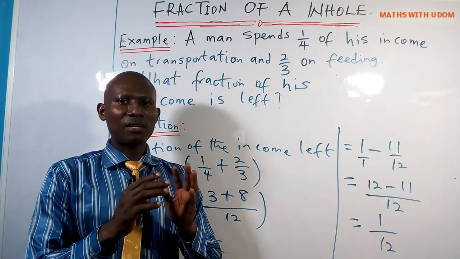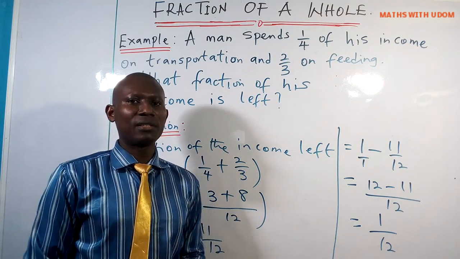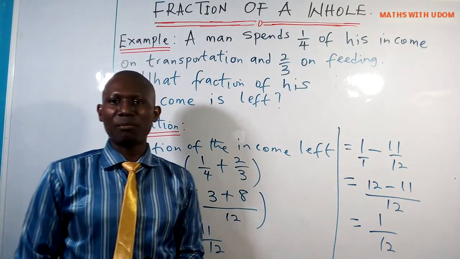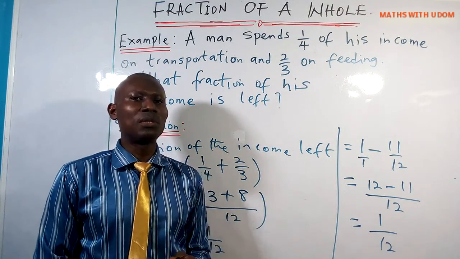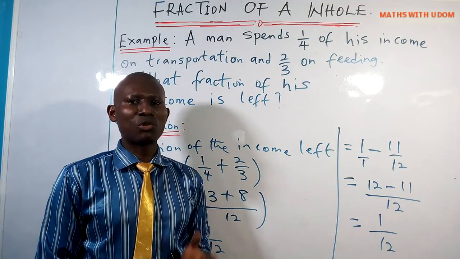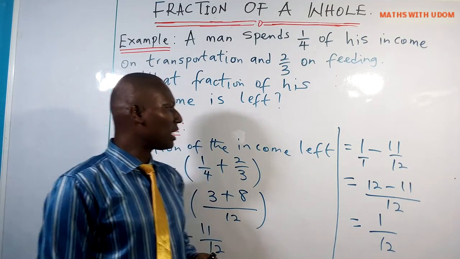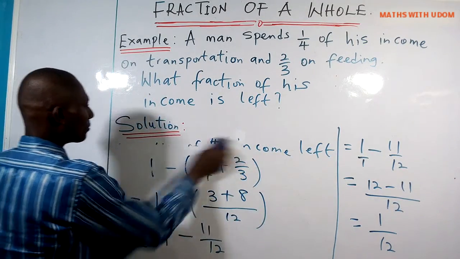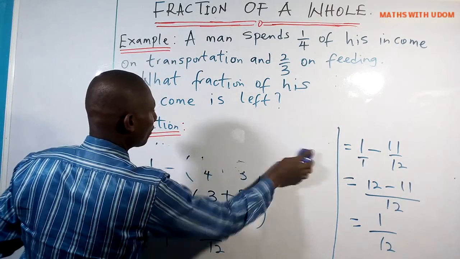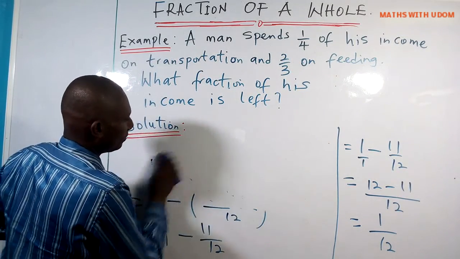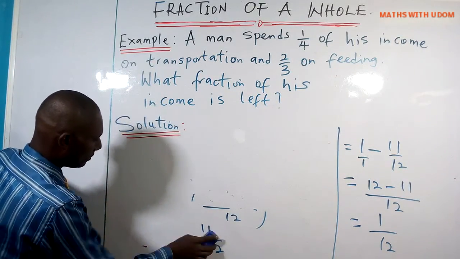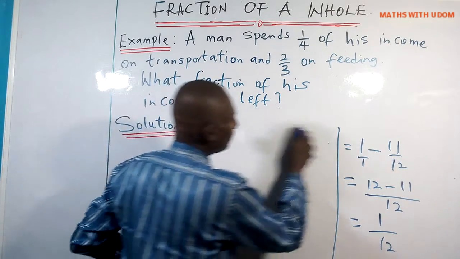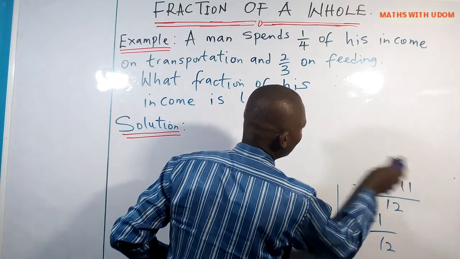Now let's make it a little bit practical. For instance, if the total income that comes into the hand of the man is, let's assume, 120,000 naira, let's quickly do a little check on our results.